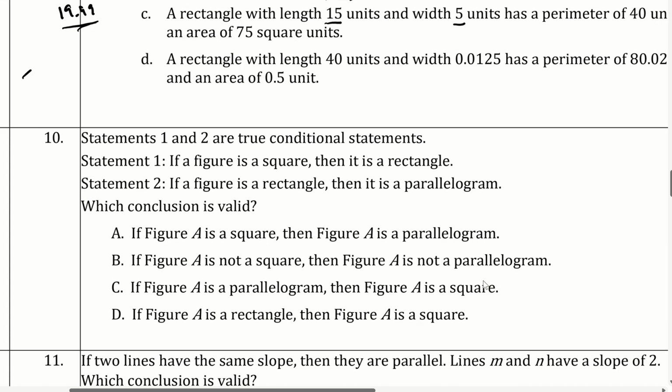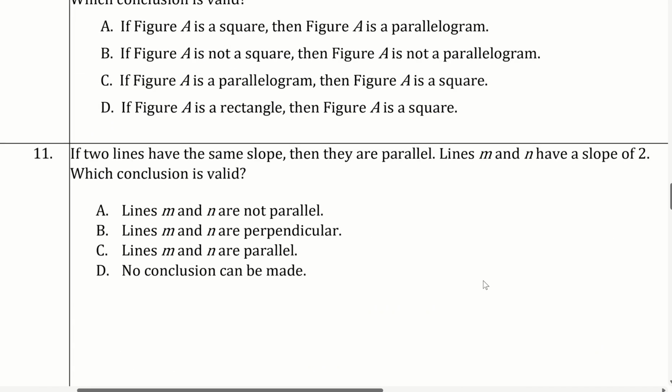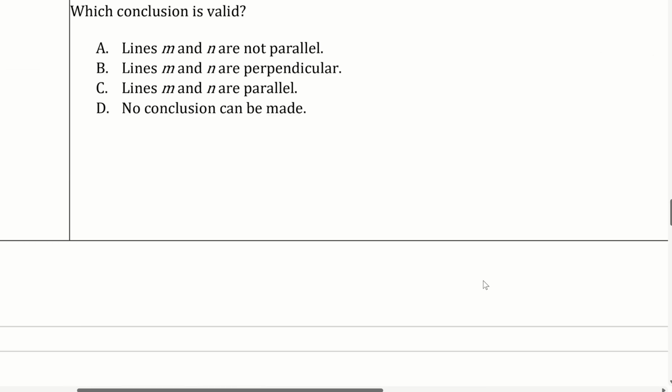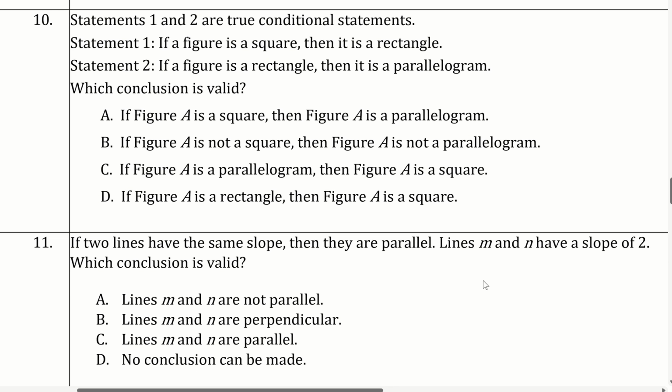All right, so let's finish up here with number 10, and we got maybe a few more. So statements 1 and 2 are true conditional statements. Statement 1, if a figure is a square, then it is a rectangle. Statement 2, if a figure is a rectangle, then it is a parallelogram. Which conclusion is valid? So here it says we got statement P, a figure is a square. Statement Q, a figure is a rectangle.